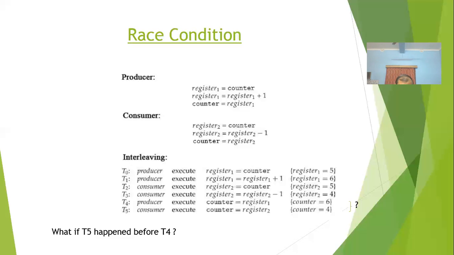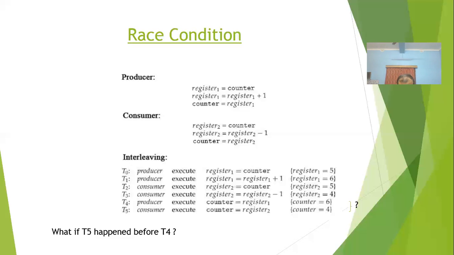Now, why are these issues happening? Because we are allowing both the producer process and the consumer process to access the counter variable simultaneously. That's why these problems are happening. So if we can control the access of the two processes separately, then those issues will not happen.